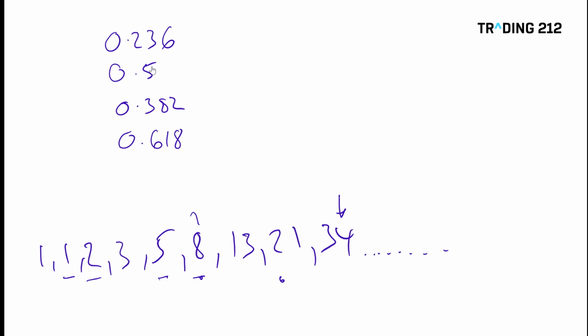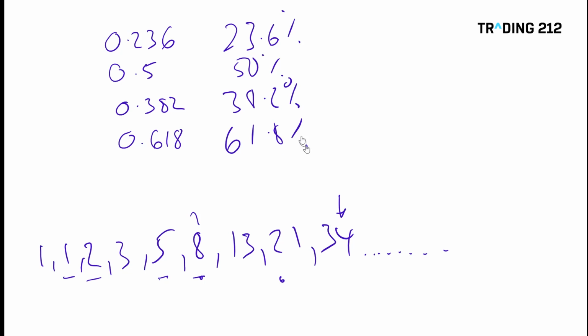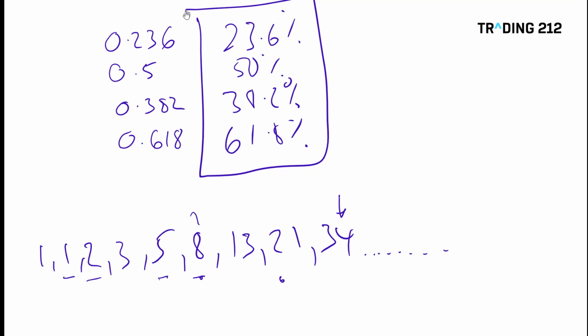So we have these various calculations that come from Fibonacci numbers, and what chartists do is convert these to percentages. So 0.236 becomes 23.6%. Then we have 50%, 38.2%, and 61.8%. Okay, so from a charting point of view, these are the important Fibonacci retracements. So let's see how this actually works. Let's look at the theory.